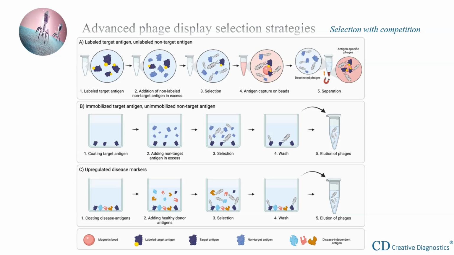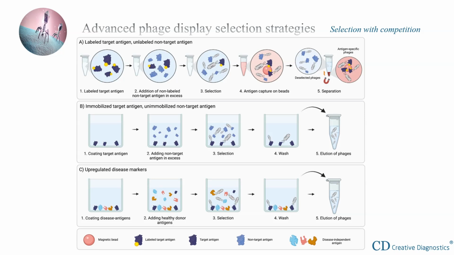To collect these target-binding antibodies, the target antigen can be labeled, for example, with biotin, while the non-target antigen remains unlabeled. This approach works for both whole cells and purified proteins. Another method is to present the target and non-target antigens differently, such as immobilizing the target antigen on a plastic surface and adding the non-target antigen in solution.